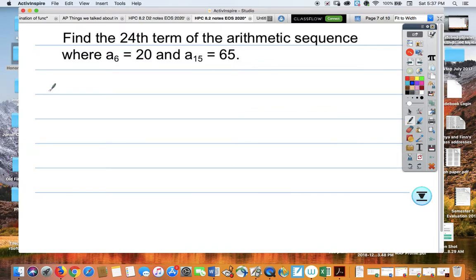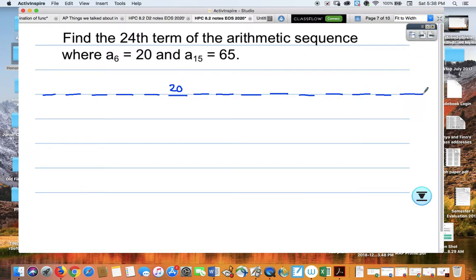So if I was to kind of write this out, first term, second term, third term, fourth term, fifth term, sixth term is 20. 7th, 8th, 9th, 10th, 11th, 12th, 13th, 14th, 15th term is a 65. That's what I got so far. Now, I need to figure out what the 24th term is. If I can find the pattern, if I can figure out how much I'm adding each time, I could certainly just keep adding and adding and adding until I find the 24th term, but that might take a while.